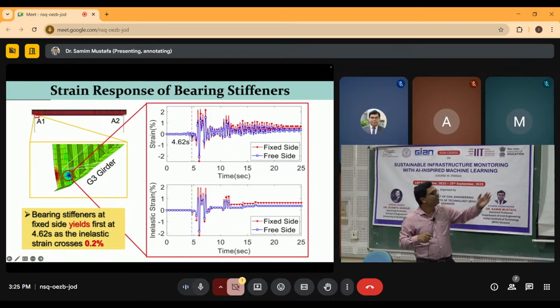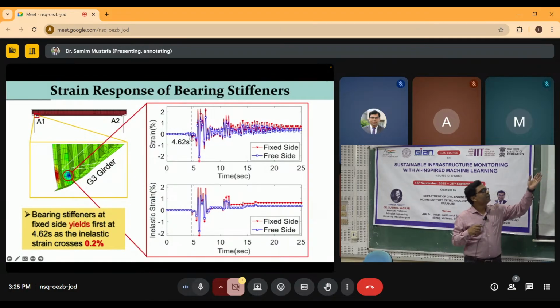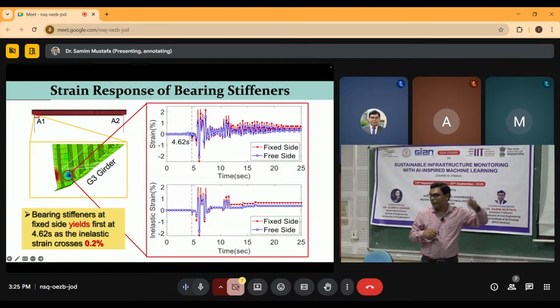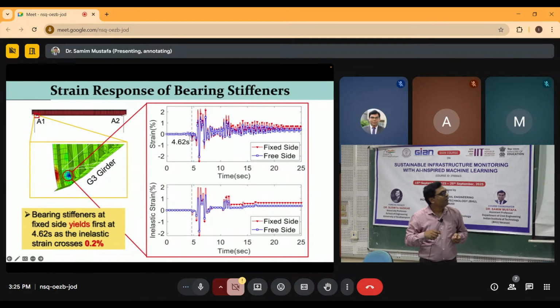We see that the stress accumulation is highest at the lower end of the bearing. This is called the bearing stiffener, a vertical stiffener on the girder. So you see, after a certain point, 4.62 seconds, there is a buckling of that member.